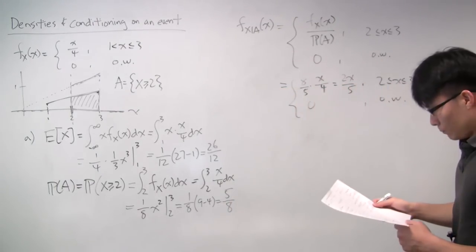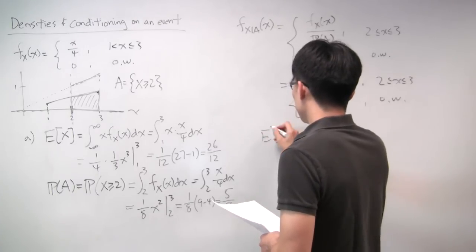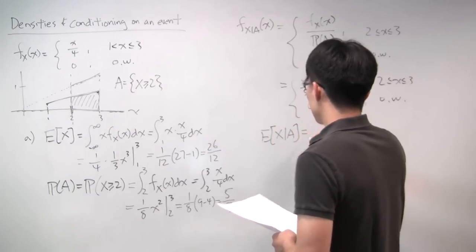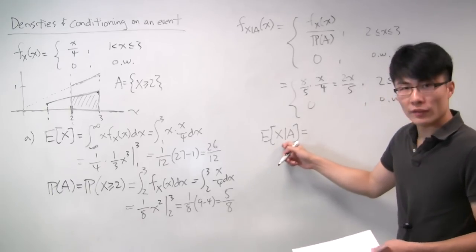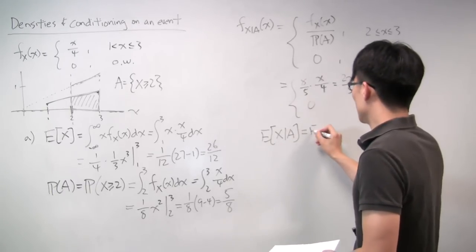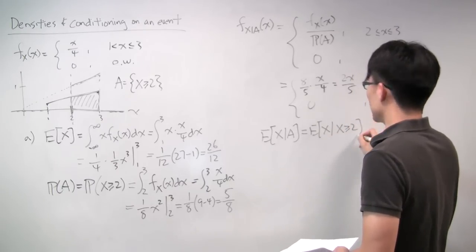Okay. Now, for the last part of part A, we're asked to find a conditional expectation. So conditioned on the event A, what is the expectation of x? Or put in other words, what is the expectation of x given that we know that it's at least 2?